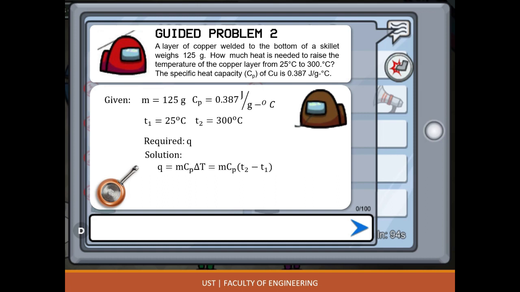Since there is a change in temperature, we will use Q equals mCp delta T, where delta T is T2 minus T1. Substituting the values, 125 grams times 0.387 times 300 minus 25, we will get Q equals 13,303.13 joules. Since the answer is positive, this amount of heat should be absorbed.